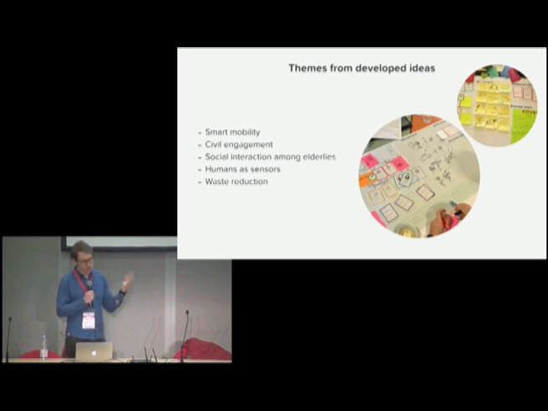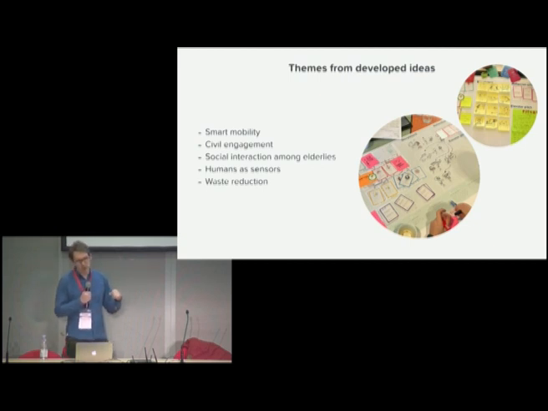we found some concepts regarding smart mobility. I can recall many ideas related to helping people with disabilities, for example, getting on the bus or moving around the city painlessly. We had ideas regarding civil engagement, so basically how citizens can team up to solve the challenges that they face in the city, for example, waste reduction or reduction of traffic, pollution, and so on.